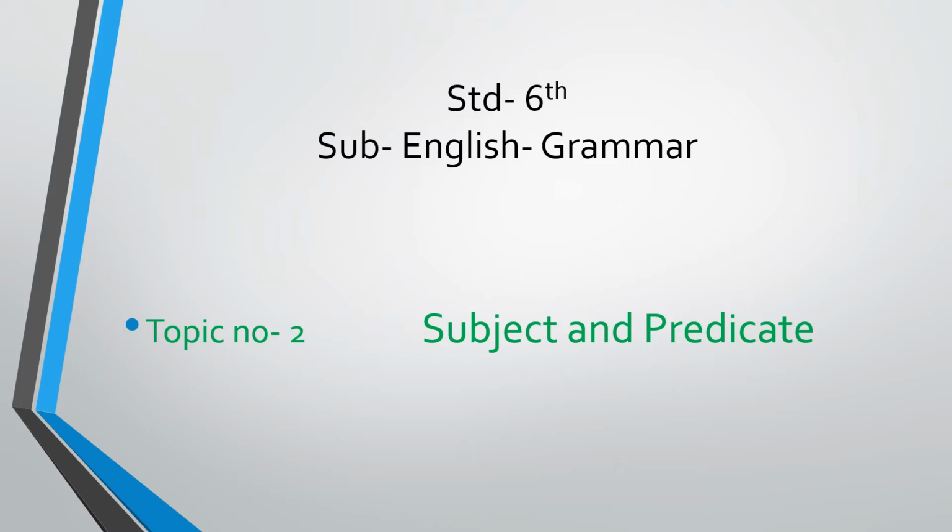Today we are going to study grammar topic number 2, subject and predicate. We already completed topic number 1, that is kinds of sentences. What is a sentence? How many kinds of sentence? How is a sentence made? Now in this lecture we are going to study what is a subject and predicate. Now you understood sentence, so in a sentence there are parts that we are going to study here. So let's begin the chapter, subject and predicate.